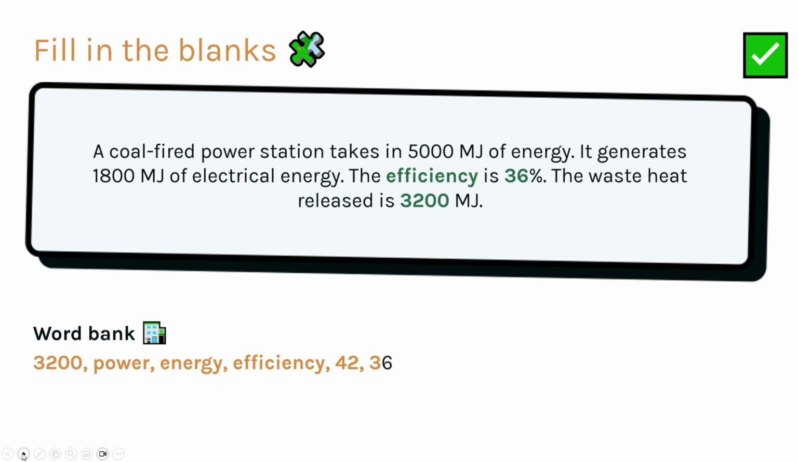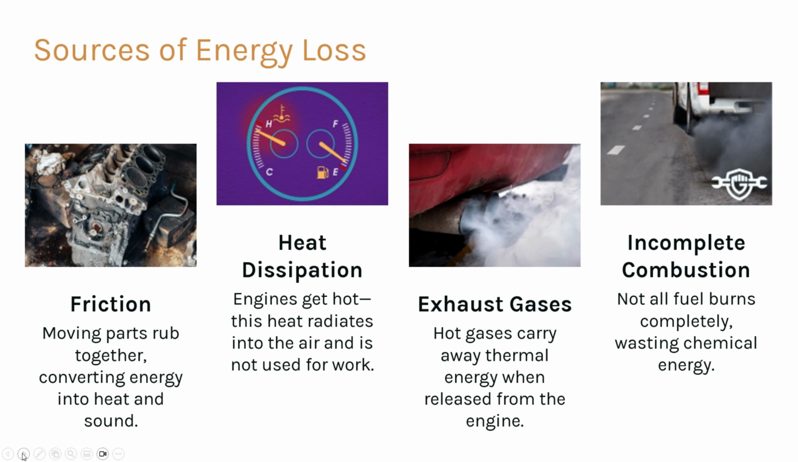Sources of energy loss. Why is efficiency always limited? There are several unavoidable sources of energy loss. Friction between moving parts converts energy into heat and sound. Heat dissipation occurs as hot engines lose energy to the surrounding air. Exhaust gases carry away thermal energy. Incomplete combustion means not all fuel energy is released. All of these reduce useful output.